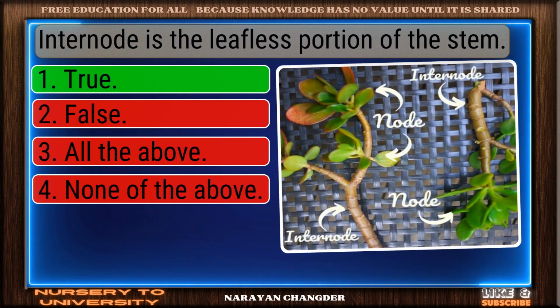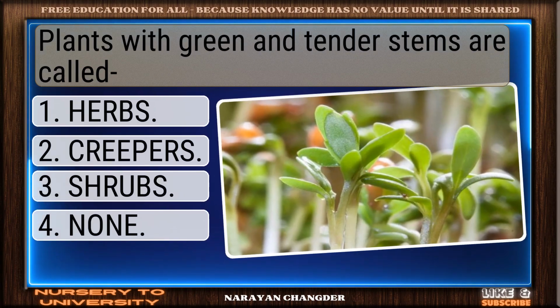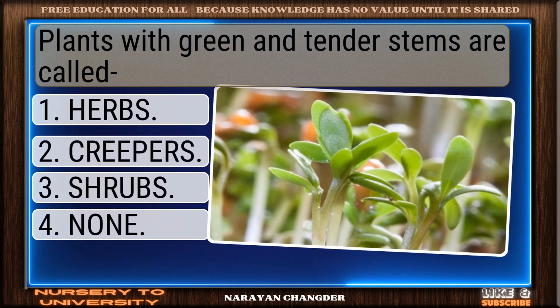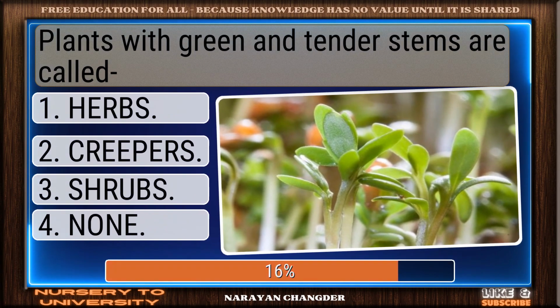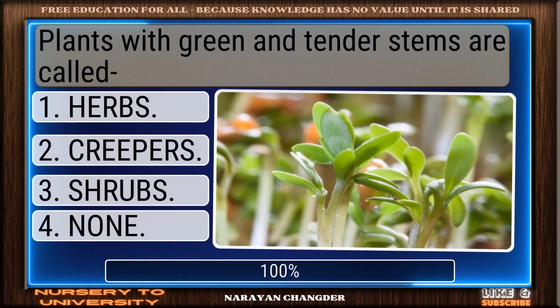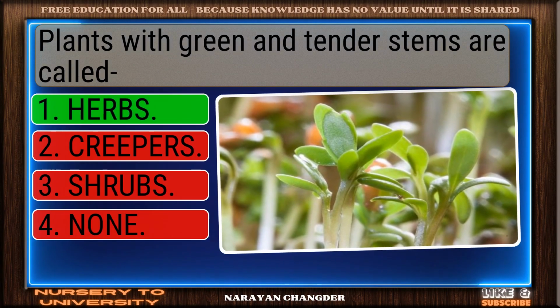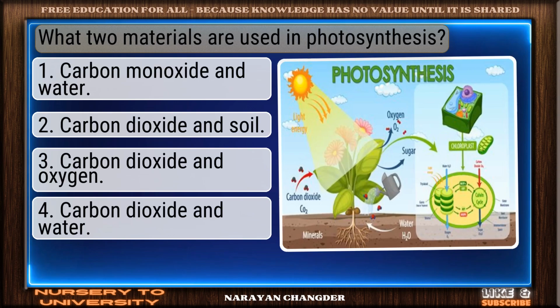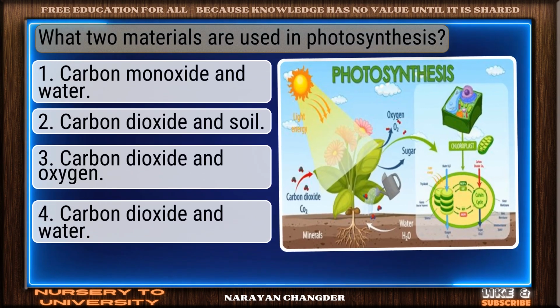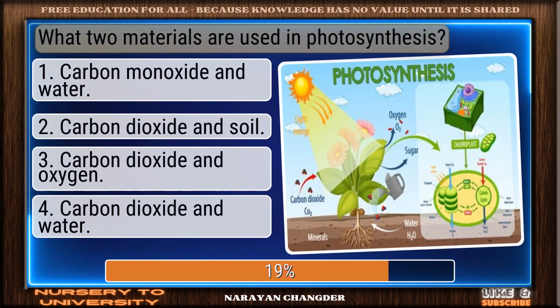Bravo. True is the answer. Plants with green and tender stems are called. Great job. Herbs is the accurate answer. What two materials are used in photosynthesis?